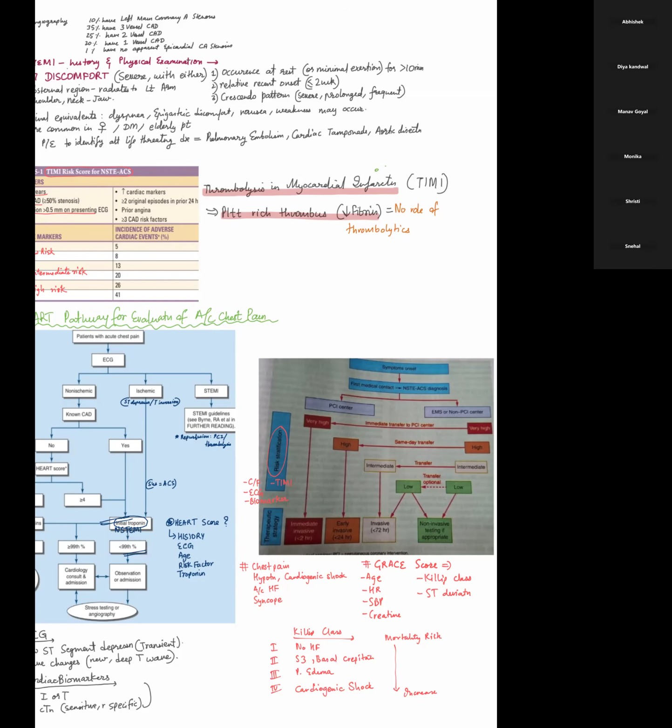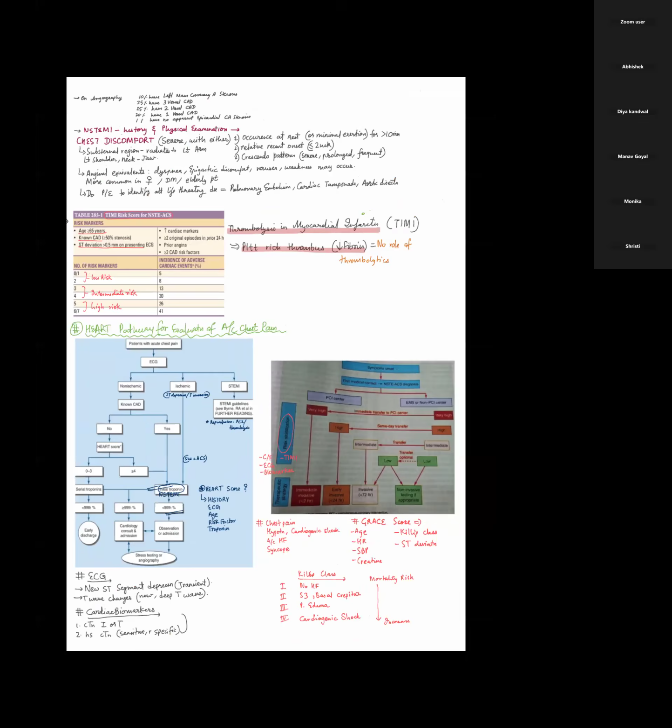If the patient comes under very high risk, we immediately transfer them to the PCI center, and immediate invasive therapy is done within 2 hours. If the patient is high risk, then same day transfer is done, and early invasive therapy in less than 24 hours is suggested. If the patient comes under intermediate risk, then we transfer and do invasive therapy within 72 hours. And if the patient is low risk, transferring is optional, and non-invasive testing is more favorable.